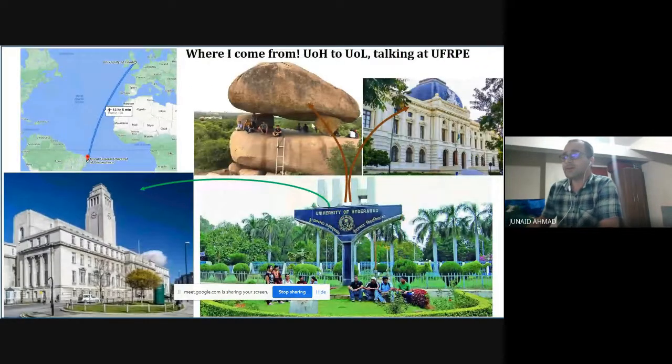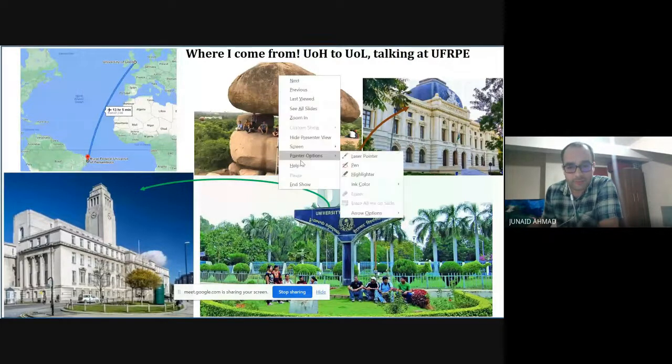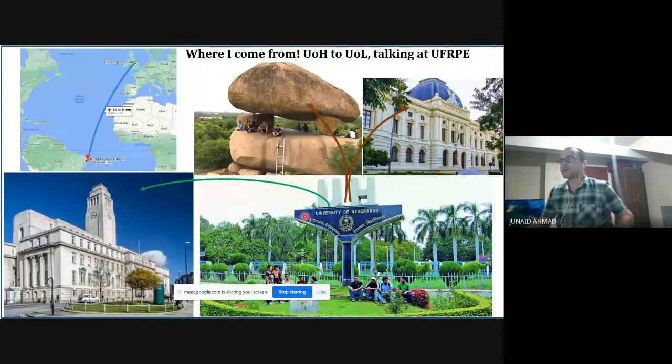So where I come from, just a moment. Yeah. I did my PhD at the University of Hyderabad back in India. This is the main entrance of our campus. And as for the University of Pernambuco, please forgive me for the pronunciation. You guys are known for porous stones, but in our campus, we have solid stones. That's the difference. So I did my PhD at the University of Hyderabad, then I moved to the University of Leeds. And now I'm presenting my talk from Leeds to the University of Pernambuco. And it's something like this.